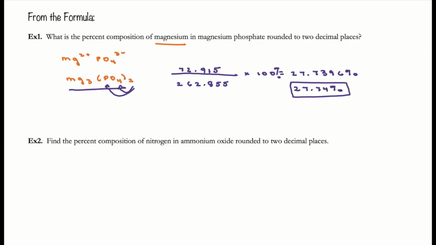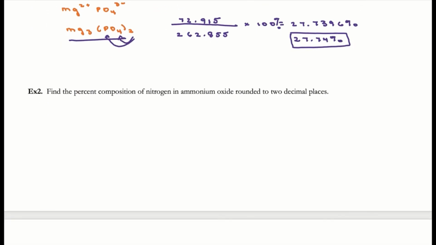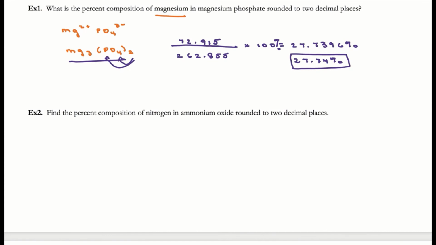Okay, let's look at the next problem. Find the percent composition of nitrogen in ammonium oxide. To determine the percent composition of nitrogen, I have to know the formula for ammonium oxide. Ammonium has a +1 charge. Oxygen is 2-. So when I cross my charges, I get (NH4)2O. I'm going to put the molar mass of just nitrogen on top, and then I'm going to put the total molar mass of the compound on bottom.